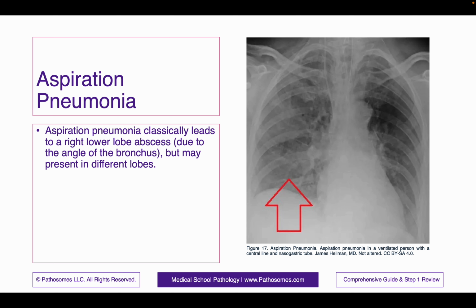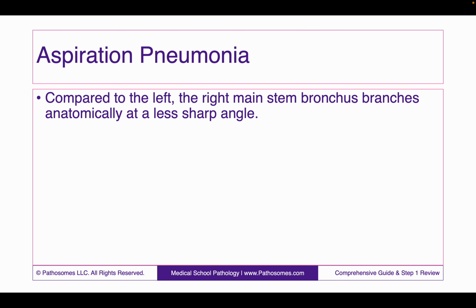Just keep in mind that in real life, it may also present in different lobes. For testing purposes though, it's usually on the right. They want to make sure you understand the anatomy, is what the people are trying to get at for the most part. So compared to the left, the right main stem bronchus branches anatomically at a less sharp angle.